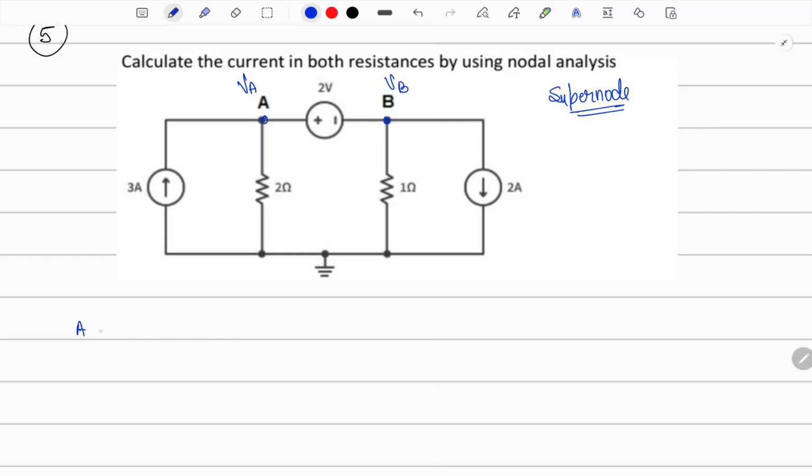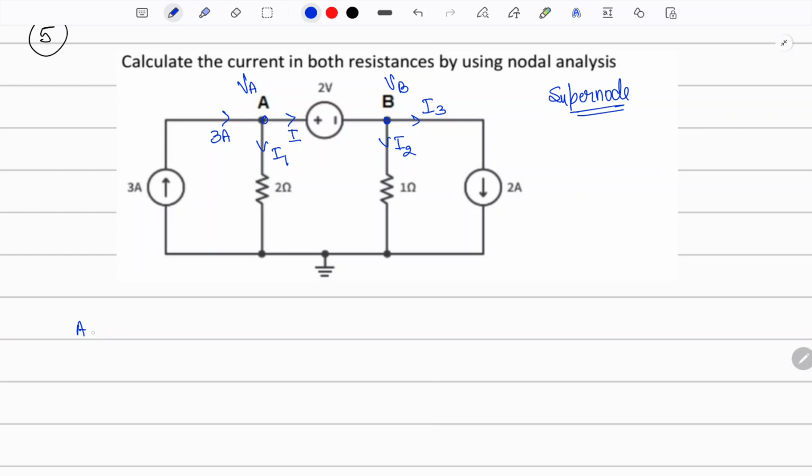At A, the one simple thing is we don't know what is the current in the branch AB, so we'll assume the branch current I. 3 ampere is coming from here. I'm assuming I1 is going from here, I is going from A to B. Then this I is again dividing into I2 and I3.